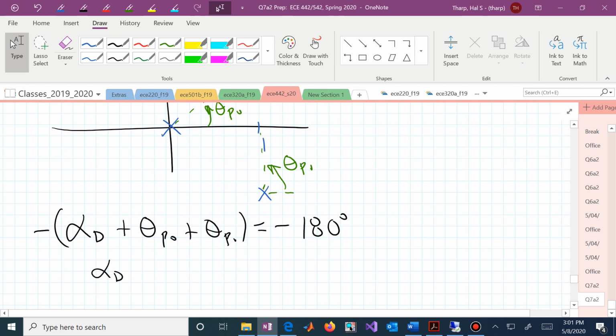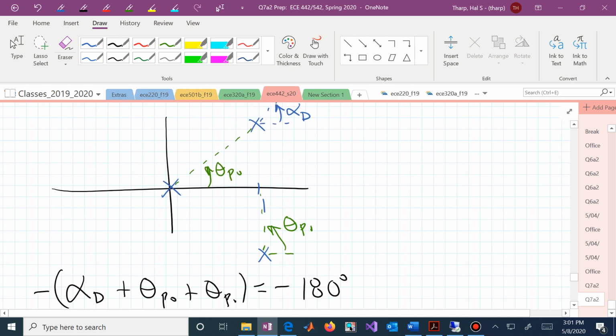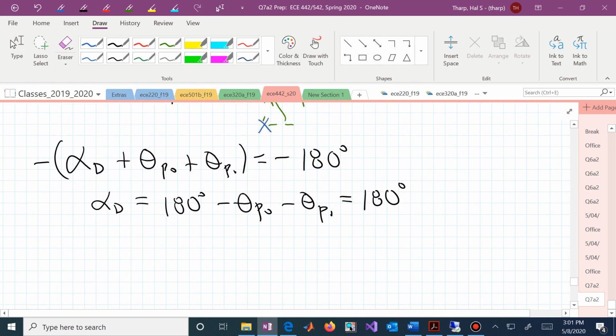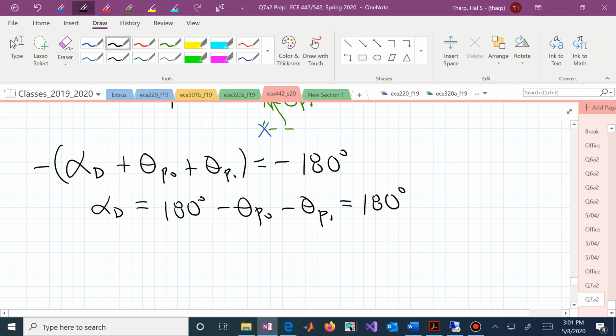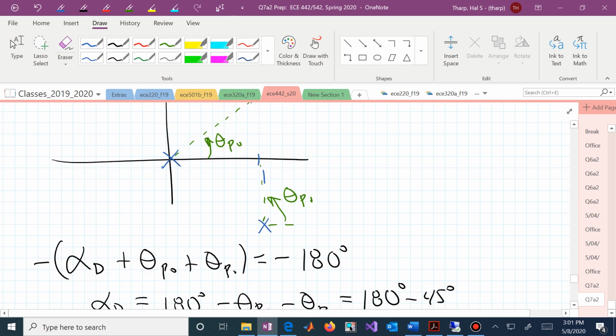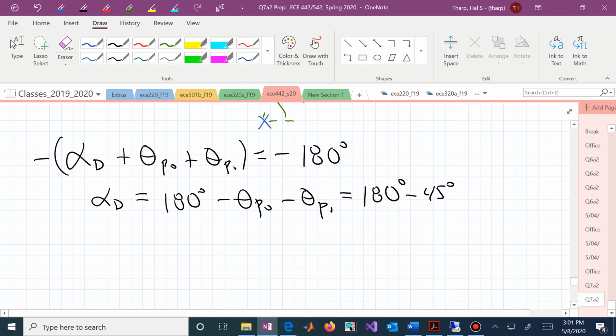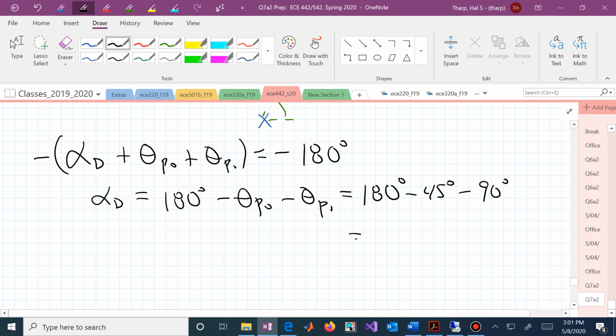We can now take the alpha sub d, or add it to both sides, and add 180 to both sides, and we now have 180 degrees minus theta p sub 0 minus theta p1. Those angles are, I think, fairly clean to determine. Theta p0, we go up 1 and over 1, that's 45 degrees, and we're subtracting that. Theta p sub 1, we're looking straight up, or that's now 90 degrees. We are now taking 180 minus 90, that's 90, minus 45, so this is now 45 degrees.